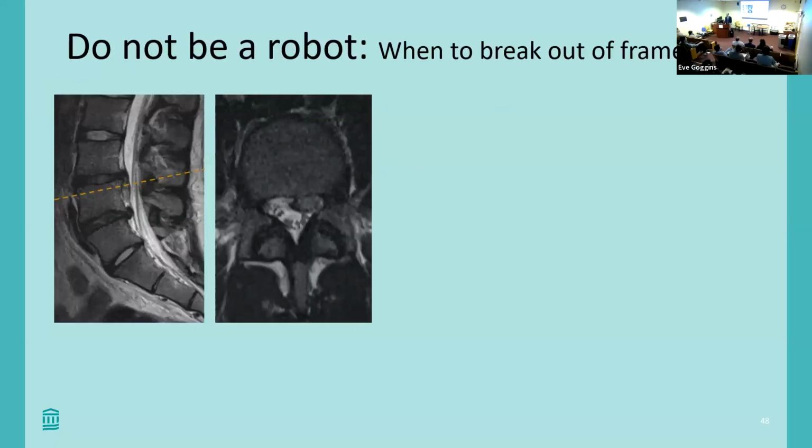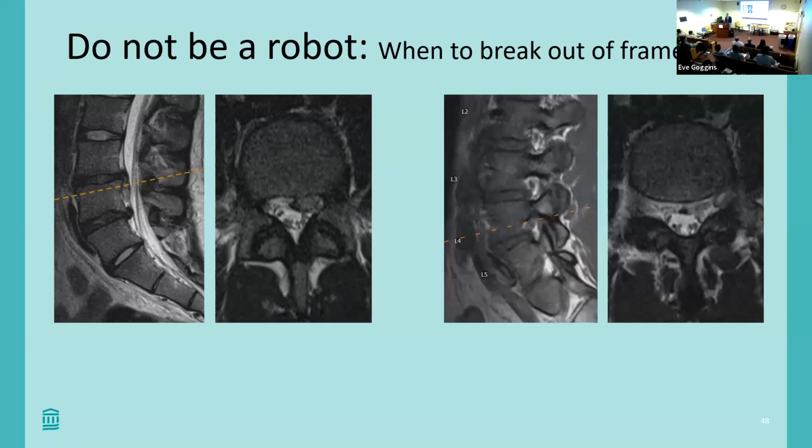Okay, don't be a robot. When to break out of the framework. This is an actual clinical case with the actual clinical impression pasted word for word, and I'm going to tell you what happened. So let's go through the case here.